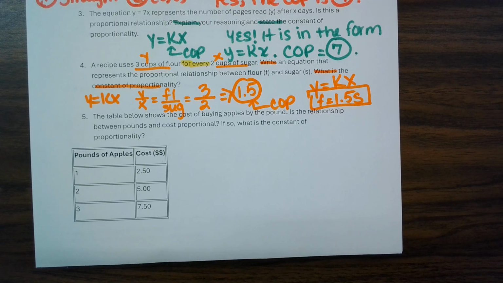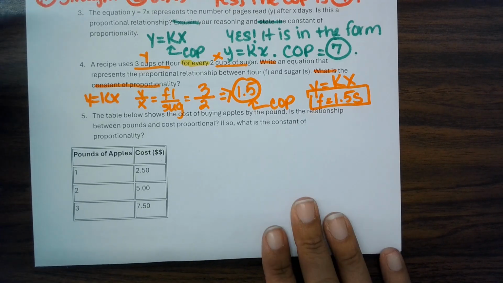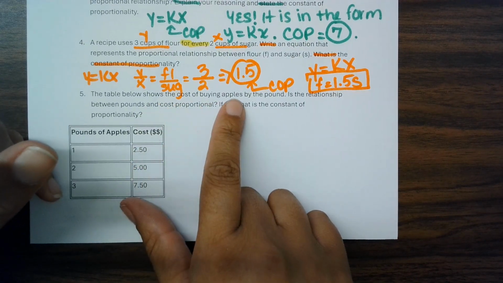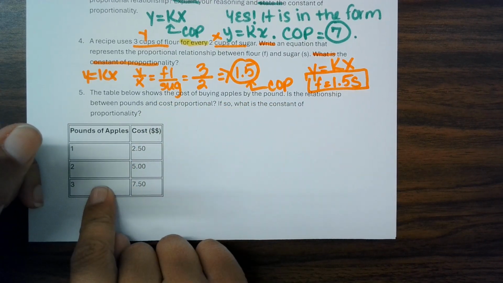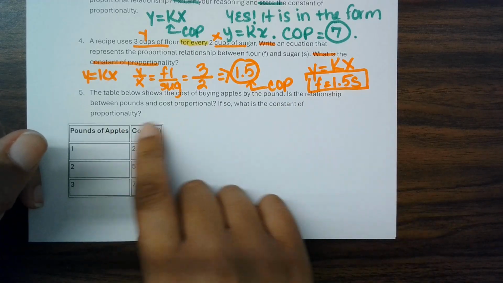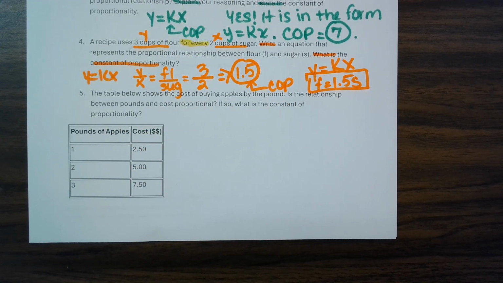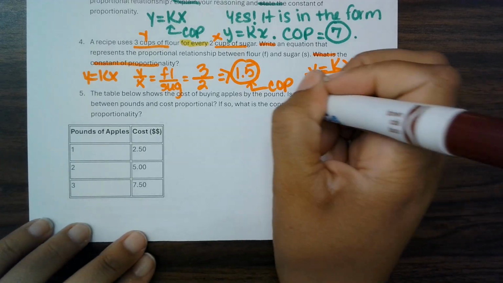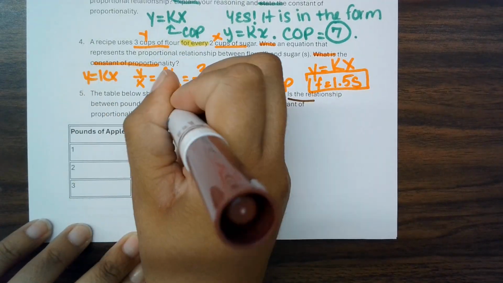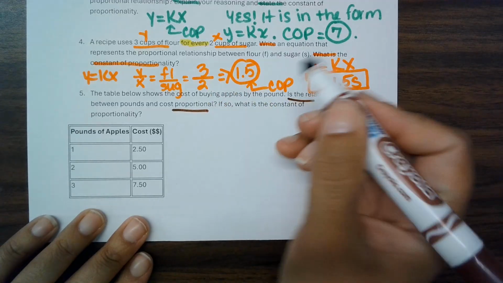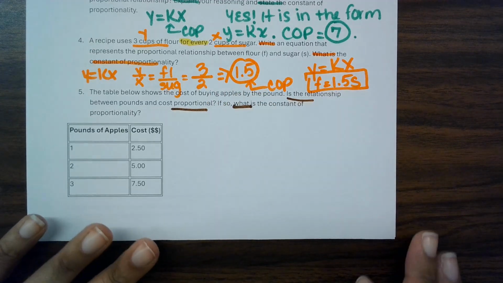All right. Last but not least, we'll do one more. You are given a table now. The table below shows the cost of buying apples by the pound. Pounds of apples, cost. Is the relationship between pounds and cost proportional? And if so, what is the constant of proportionality? So we have to answer, is this proportional? It's either a yes or no. And if it is a yes, what is the COP?